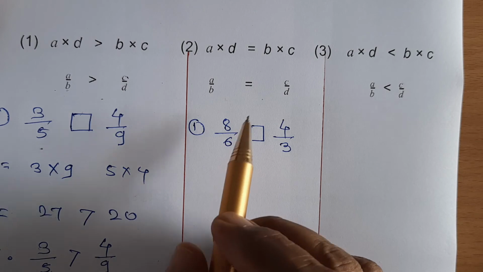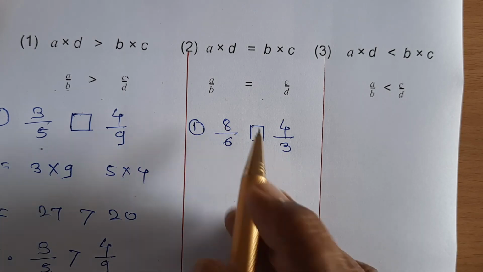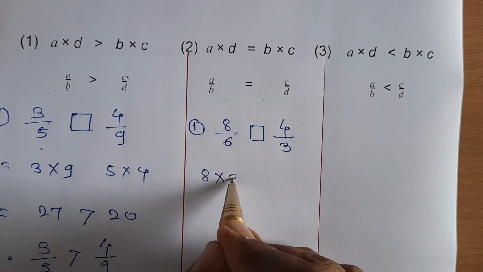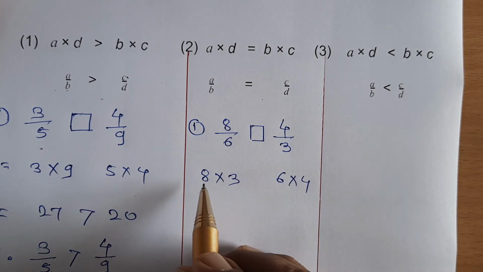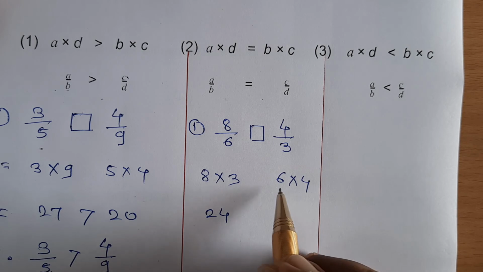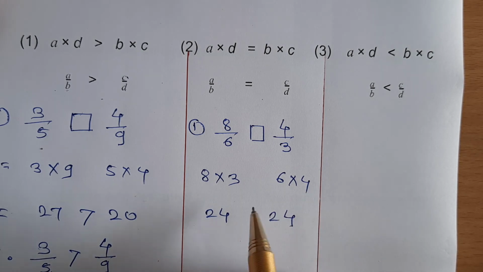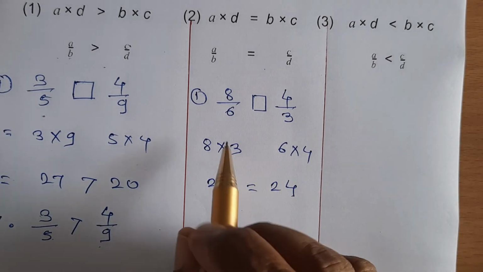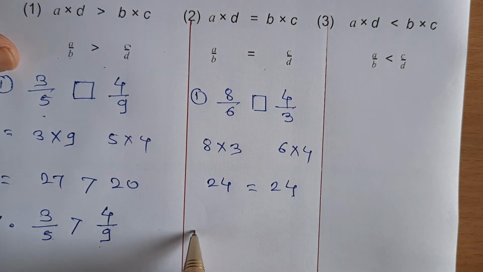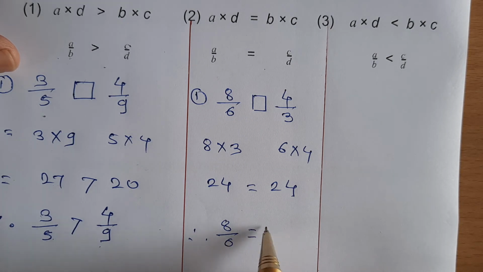Here write the products: 8 into 3 and 6 into 4. 8 3s are 24, 6 4s are 24. The products are equal, therefore both the numbers are equal. Therefore 8 upon 6 equals 4 upon 3.